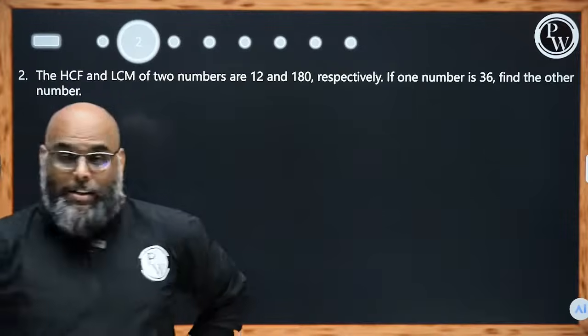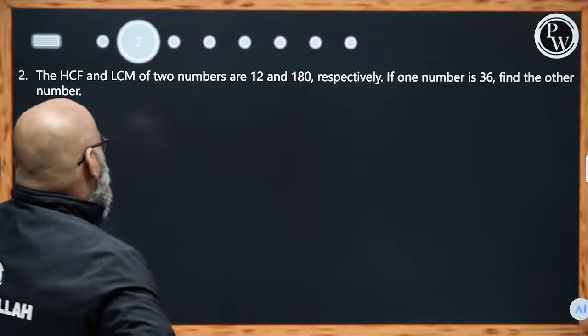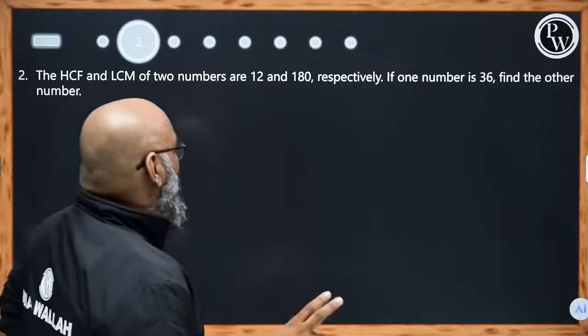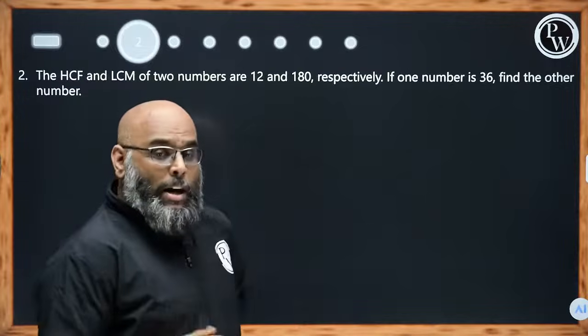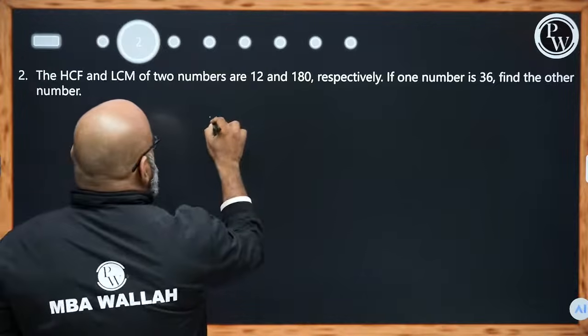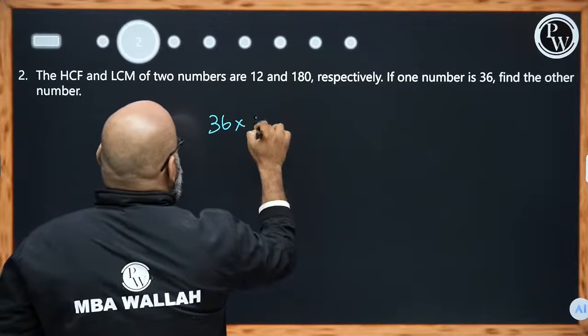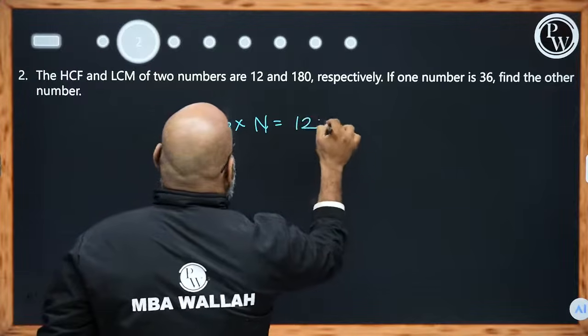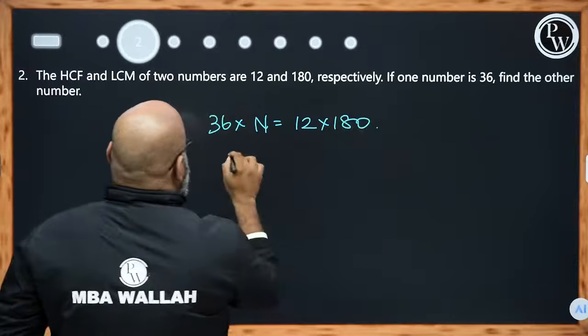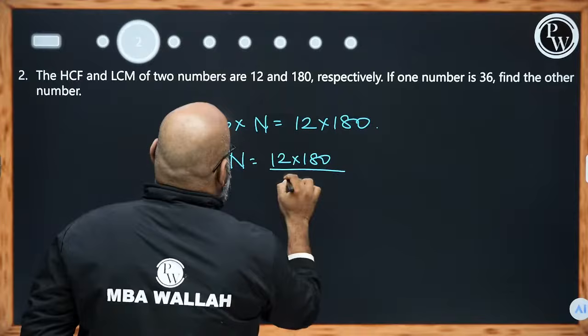Now this should be easy, right? Since you have already run through the theory part here. HCF and LCM of 2 numbers are 12 and 180 respectively. One number is 36. Find the other number. Simple. So 36 is one of my numbers. Into my other number, I'm going to call it n, is equal to 12 into 180. So n is equal to 12 into 180 divided by 36.